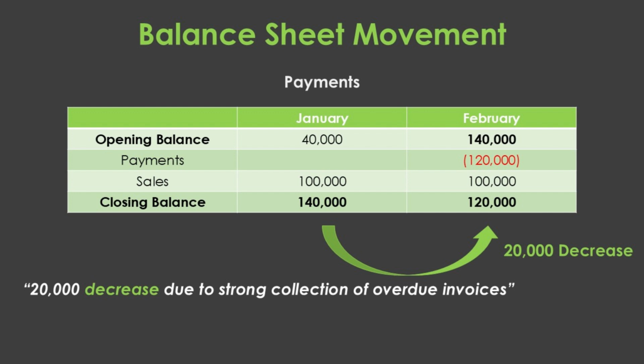If it were the reverse, you would say 20,000 increase due to overdue invoices. So our audience knows the reason is the lack of payments and is not related to sales.